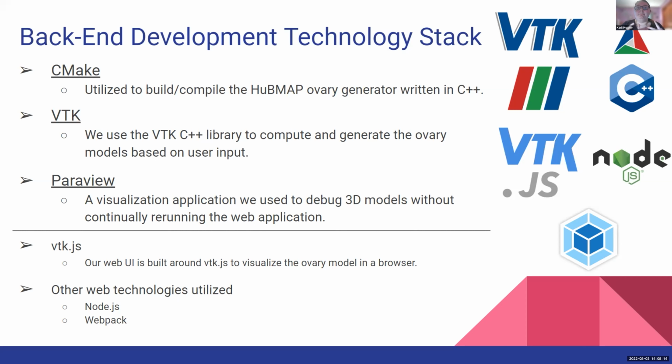VTK was the major library that enabled us to actually generate these different models, put them together, write them to a file, so on and so forth. And ParaView really is just the big debugging tool that we used throughout this project to look at the 3D models without actually having to reopen the web application.